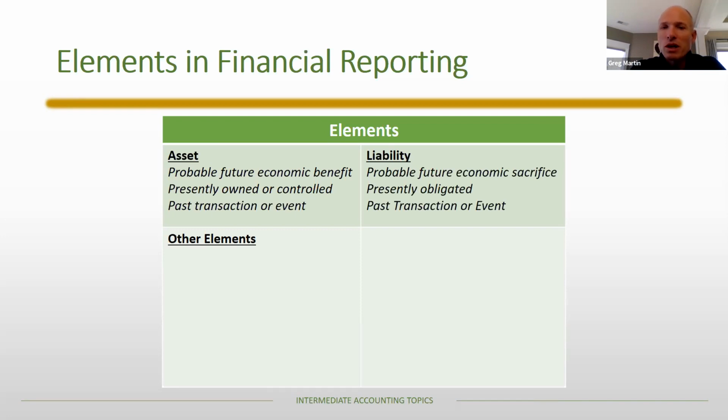So let's say something like an account payable. In that case, there is a probable future economic sacrifice. I'm going to have to pay the payable. It's going to take cash to do that. Am I presently obligated? Yeah. I mean, they have a legal right to get paid. And is there a past transaction or event? Yeah, probably. I got some supplies, or, for some reason I incurred that.